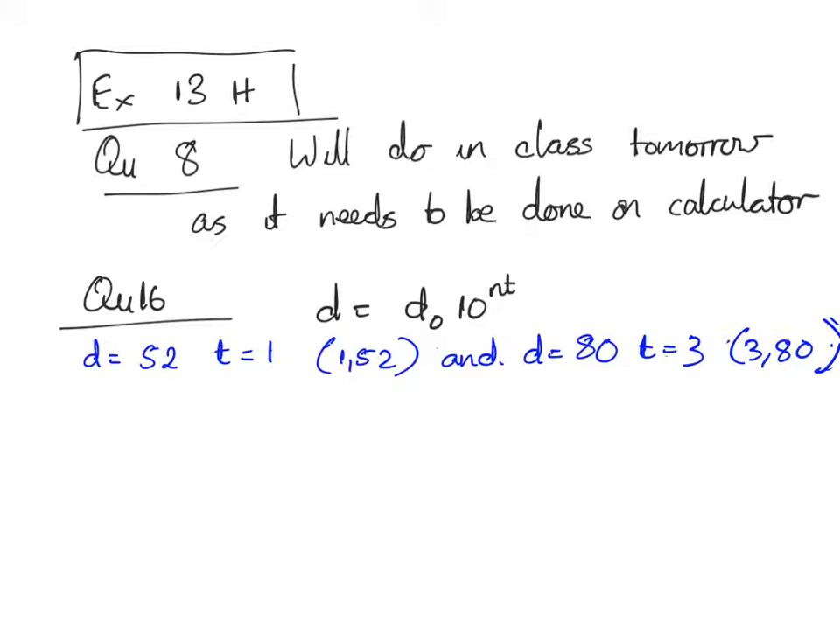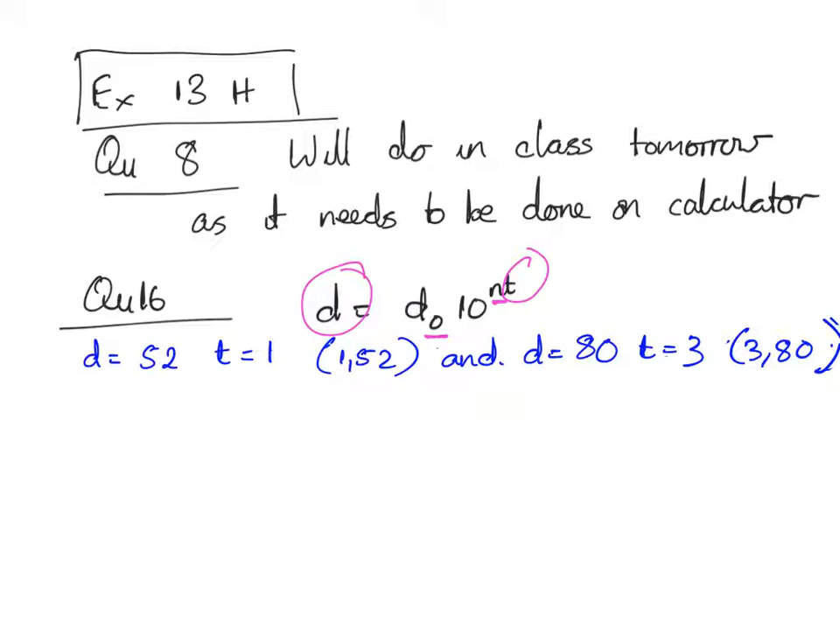Now our priority should be to find our constants. Our constants in this case are D0 and n. T and D are our variables, so they should always remain as variables. So let's use the bits of information that we've got here and write out our equations.